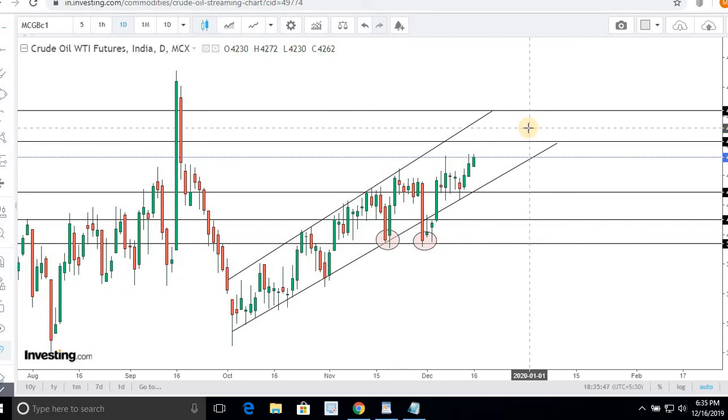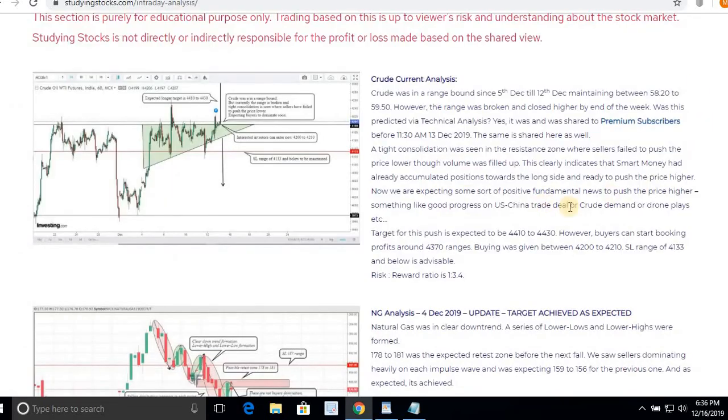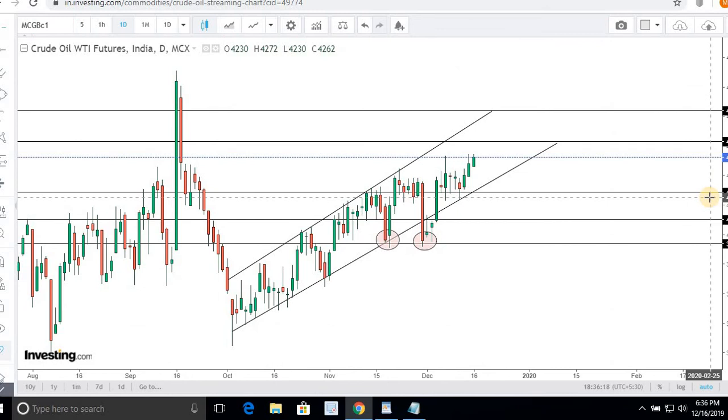So the expected target for this is somewhere 4,380 to 4,410. And was this derived previously? Yes, it was, and I have even updated it on my website as well. I have even shared it with my premium subscribers also. On the 13th itself, that is on Friday, in the morning hours itself, we updated and we are on the buy side from then. So the expected target is 4,380 and above.